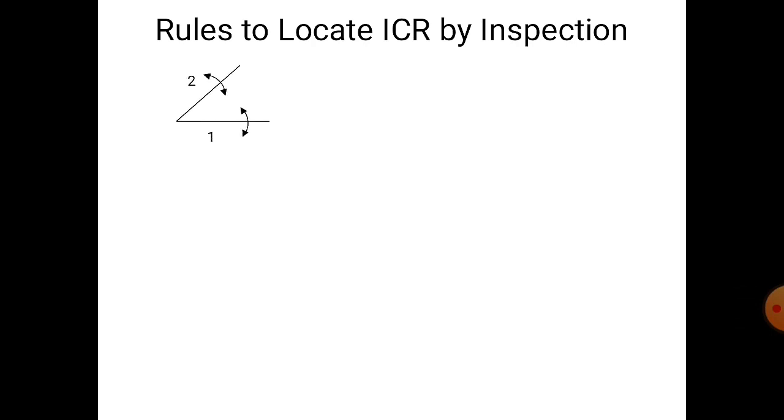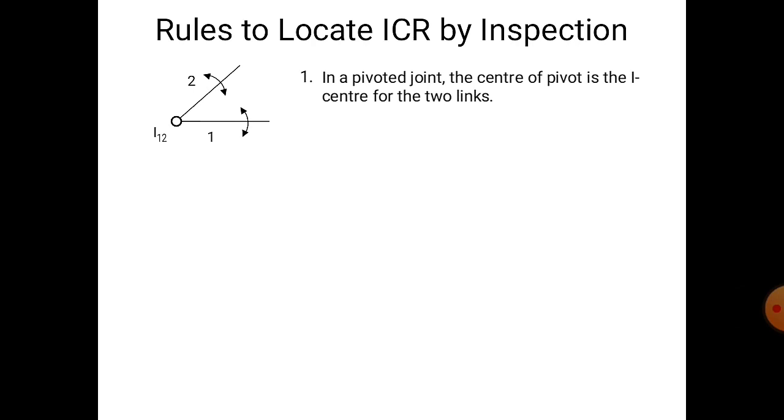First case: if there are two links having relative rotary motion, so the two links are connected by means of a turning pair. In this case, the I center I12 will lie at the center of the pivot. So in a pivoted joint, the center of the pivot is the I center for the two links.